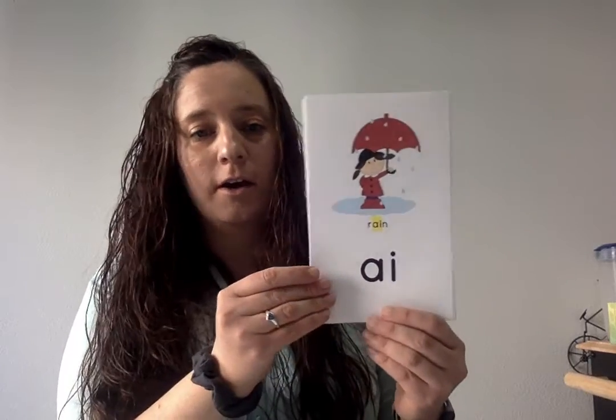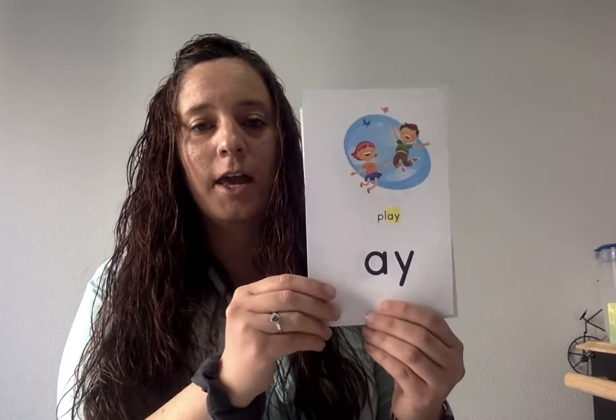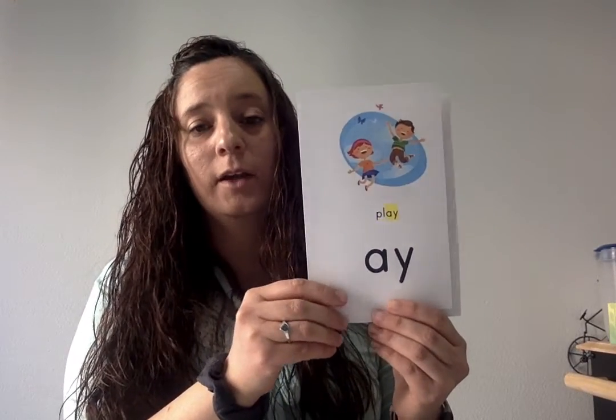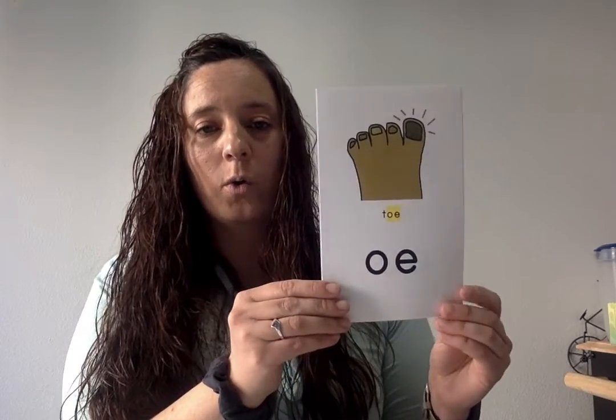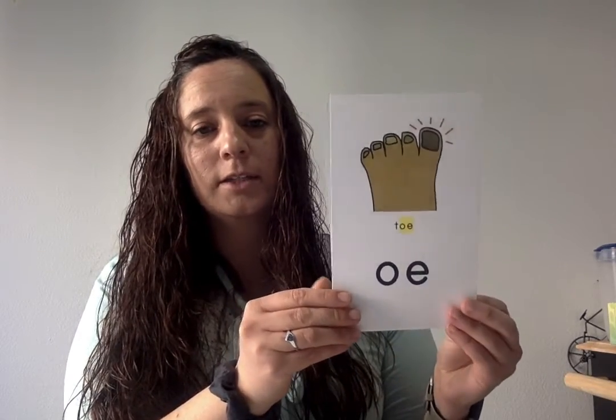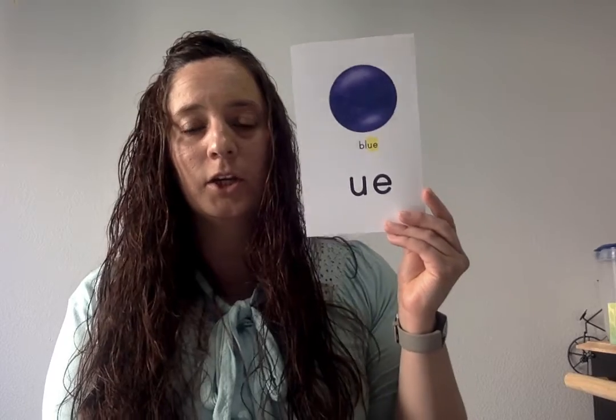The letters are A-I, the sound is A. The letters are A-Y, the sound is A. The letters are O-E, the sound is O. The letters are U-E, the sound is U. Awesome job today.